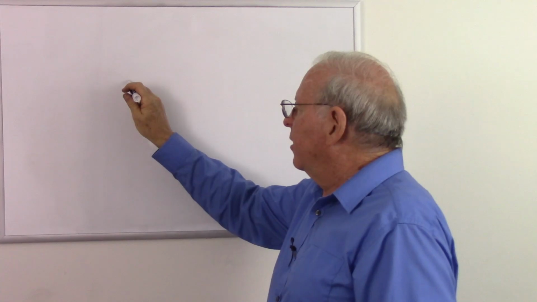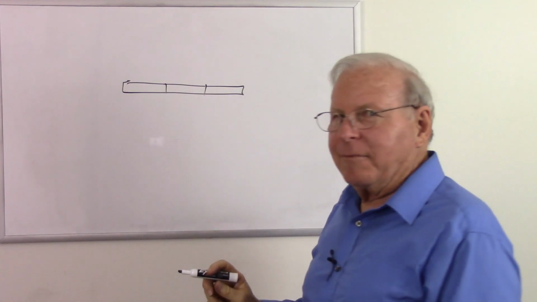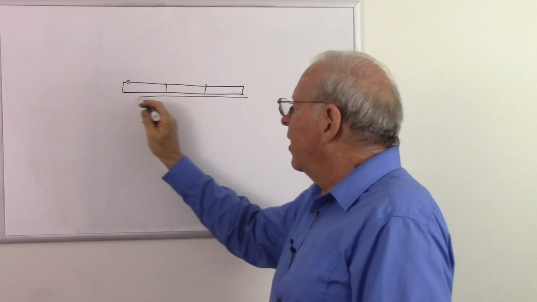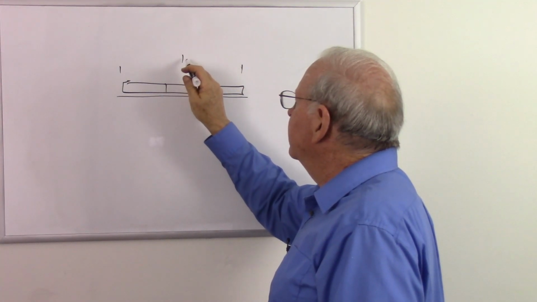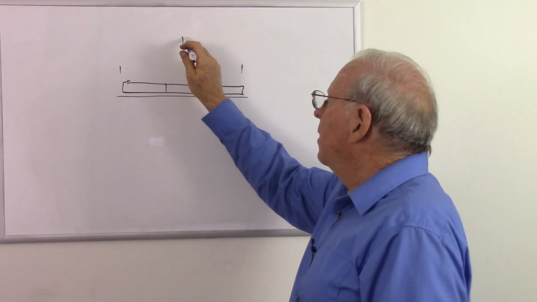Let's start out with a 1 kilometer long train on a train track. I'm just going to draw it boxy here because I don't want to take the time to be clean about it. And he's on a train track, and he's 1 kilometer long. It's a slow freight train, traveling at 1 kilometer per hour.